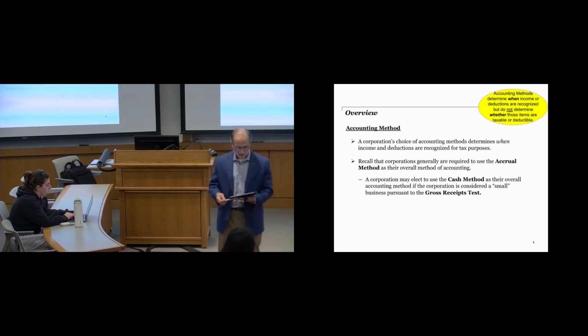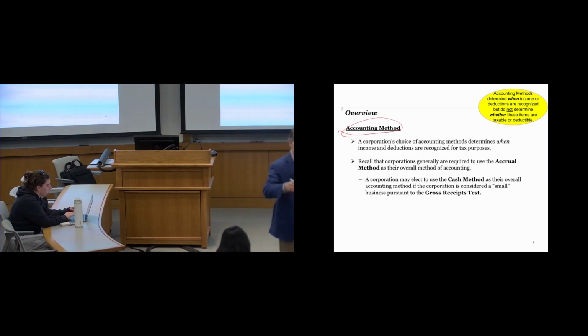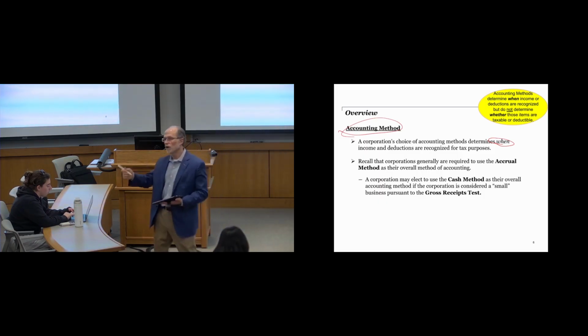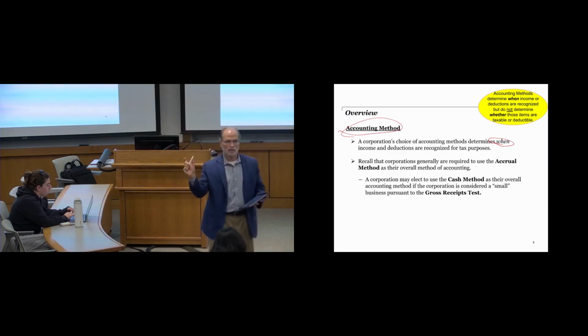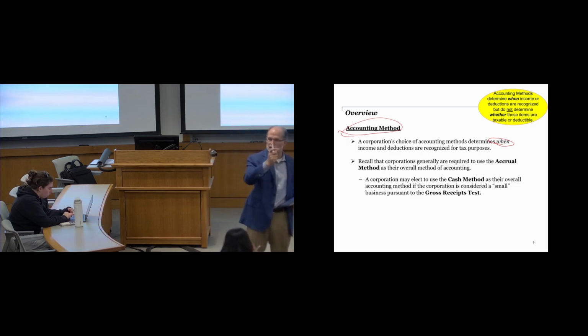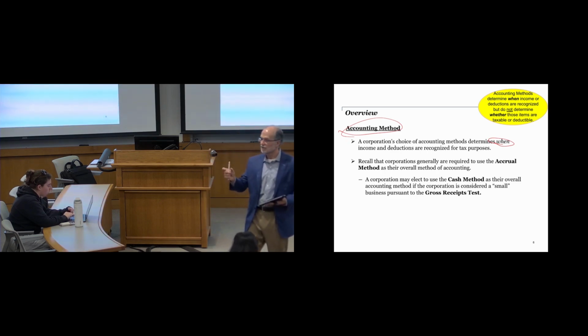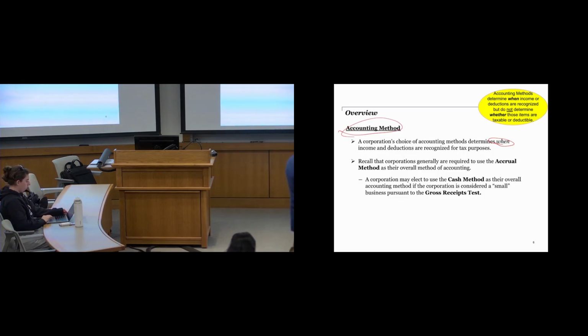Okay, the accounting method. A corporation's choice of accounting method determines when items of income and deduction are recognized for tax purposes. It doesn't determine if, right? So a method just determines what tax year I put that item of income or expense. It doesn't tell me whether I take the deduction or expense. That's a substantive question that I have to look at for each one of those in my book text.